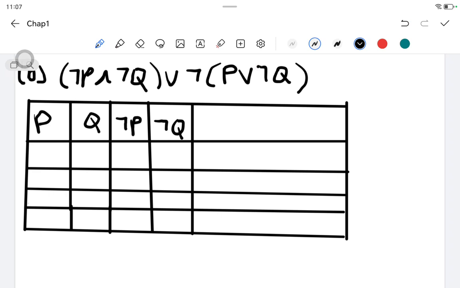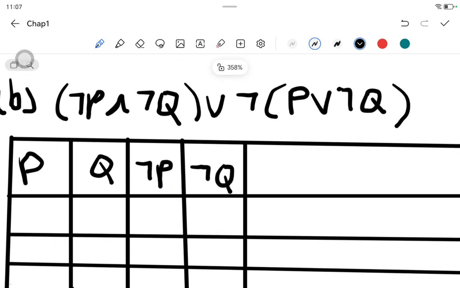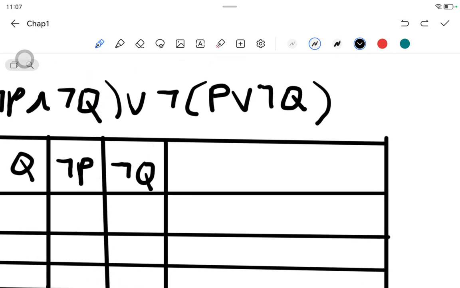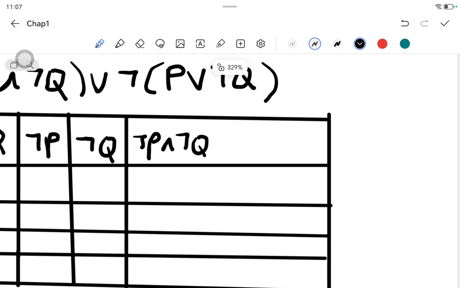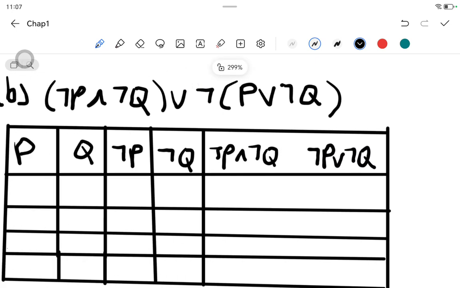When we start inside the brackets, we start with this one: negation of P and negation of Q. Then we come to this one. Remember, we always start with the ones inside the brackets: negation of P or negation of Q. It's always good to start here if the brackets start on the left-hand side. I have brackets this side and this side. Start here, go to that side.